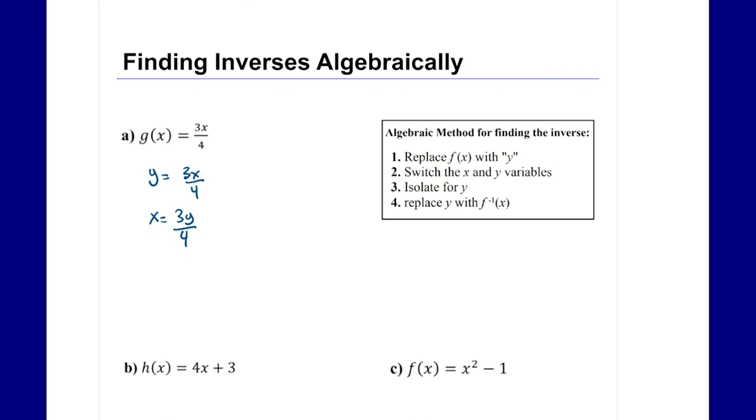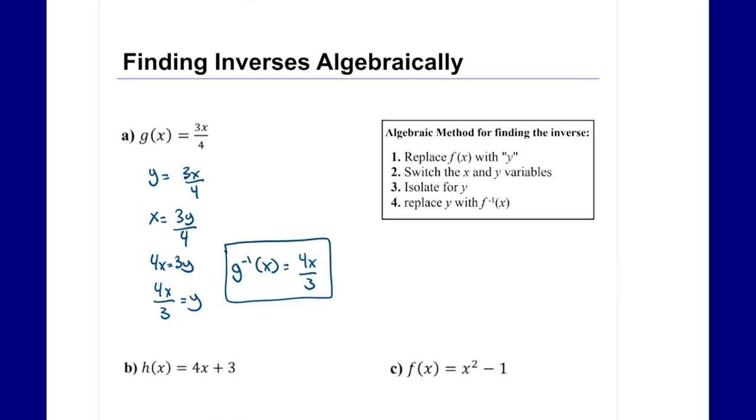So I'm going to move everything and solve for y. So I need to bring the 4 up. It becomes 4x equals 3y. Divide by 3. I get 4x divided by 3 equals y. Now that I've isolated for y, I can replace y with the inverse of the function at x. So g at negative 1 of x equals 4x over 3. So that is our inverse function.